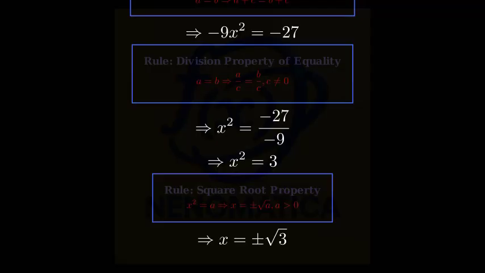Now, we take the square root of both sides. This gives us x equals plus or minus the square root of 3. So our solution is x equals plus or minus the square root of 3.